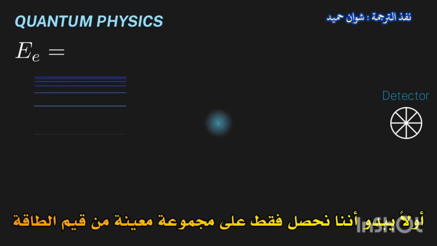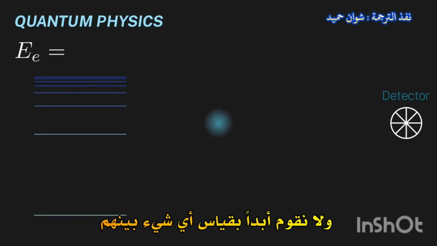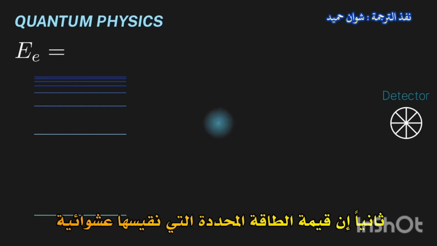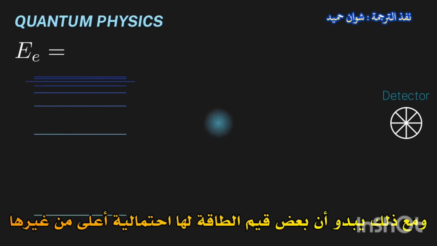First, it seems that we only get a certain set of energy values, never measuring anything in between. Second, the specific energy value that we measure is random. However, it does seem like some energy values have a higher probability than others. Let's summarize these conclusions and their implications.